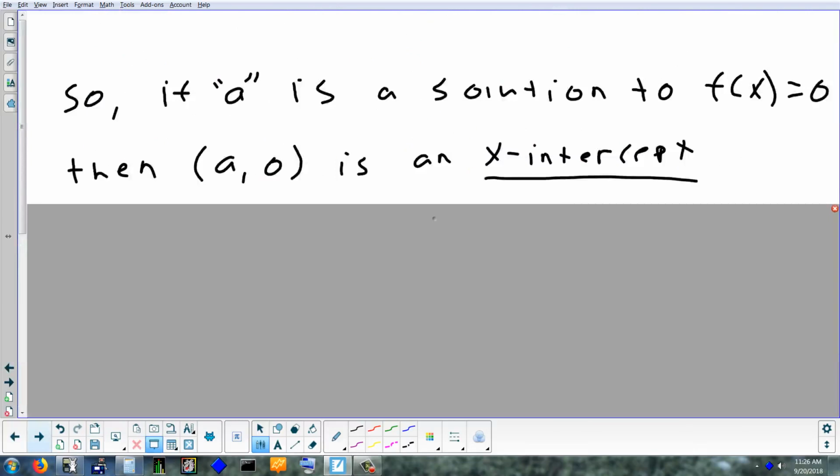So if you can find a number like we did in the last problem, we found 3 of them. What were they? 1/2, 2, and -1. If you can find a number like that, and it's a solution to the equation f of x equals 0, that means when you plug it in for x, you get 0 for y. This is called an x-intercept. In the last problem, we had 3 of them. 2, 0, 1/2, 0, -1, 0.